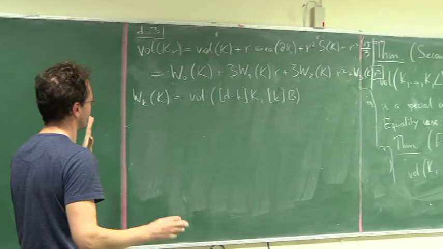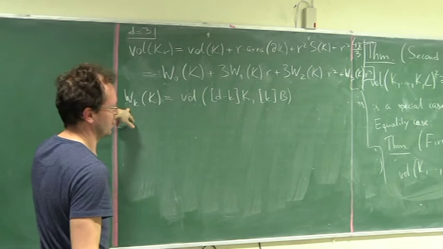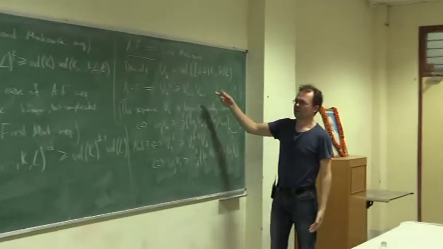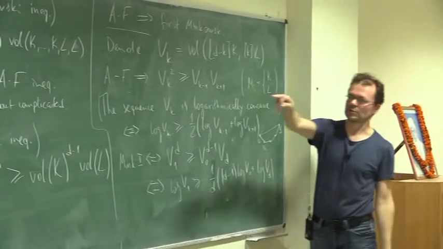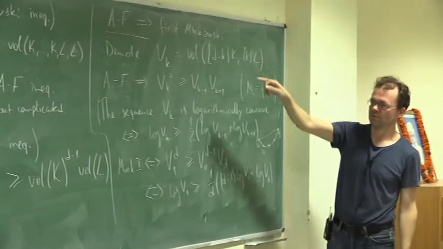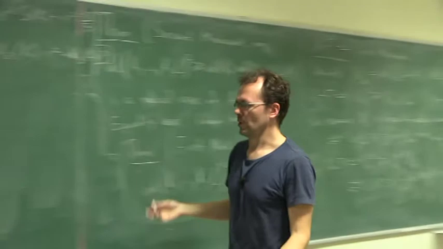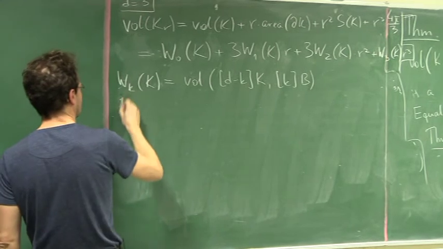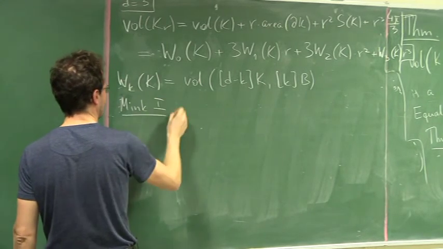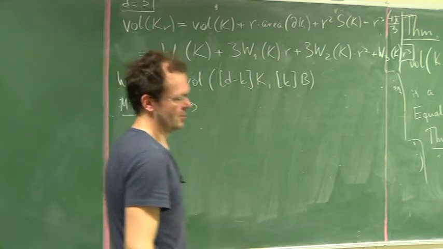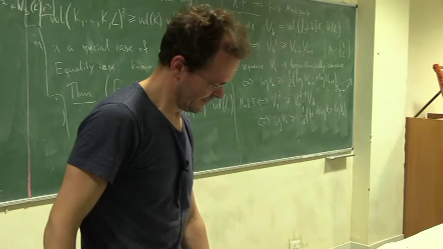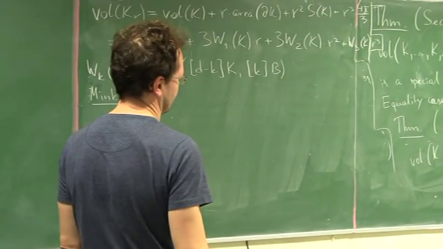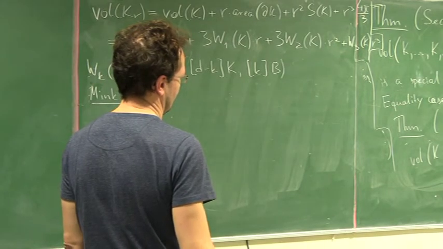Right. Good. So now for this W_k of K, we have the same inequalities as here, because what I denoted here by V_k becomes W_k if I substitute instead of L the ball B. So we have then from the first Minkowski inequality, for example, it implies that, what does it imply?